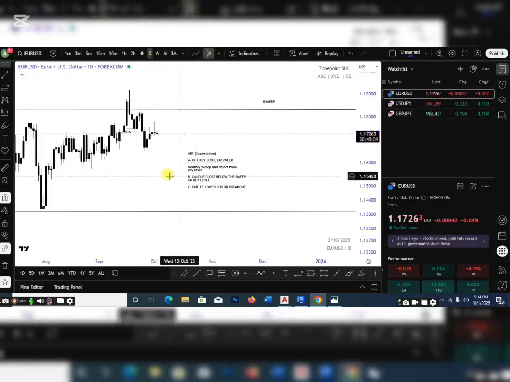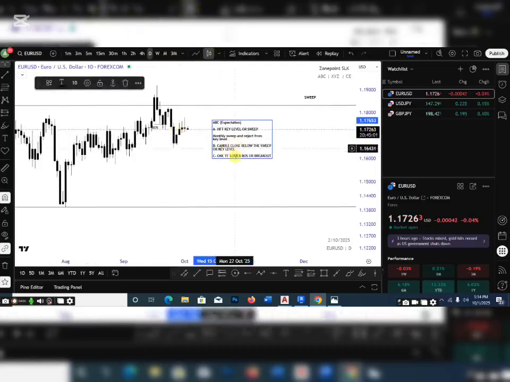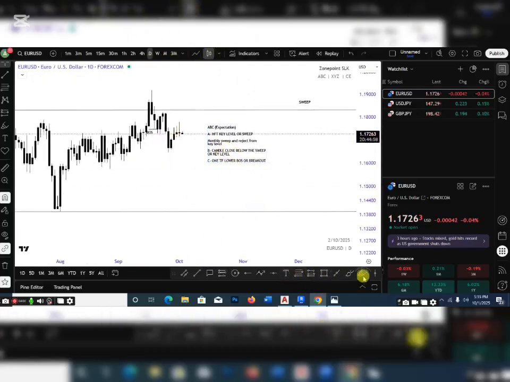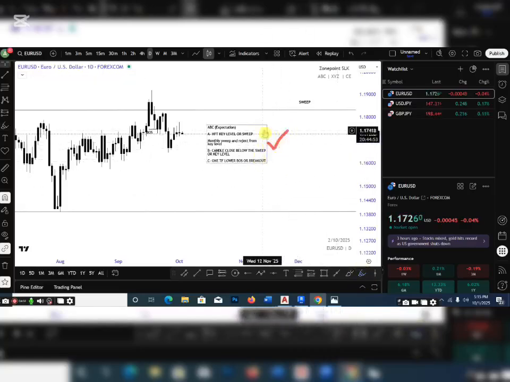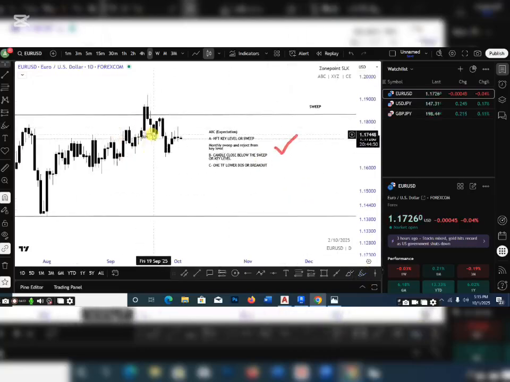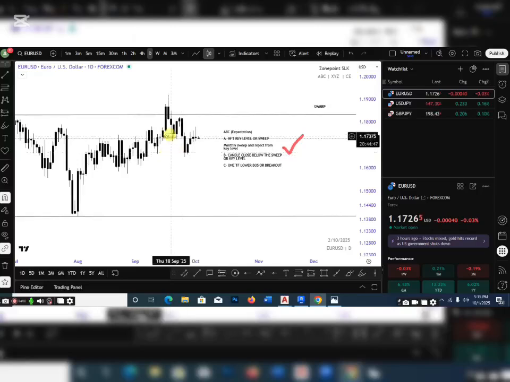Now changing it back to candle. ABC criteria has been met, confirmed. Key level rejected, break of structure.